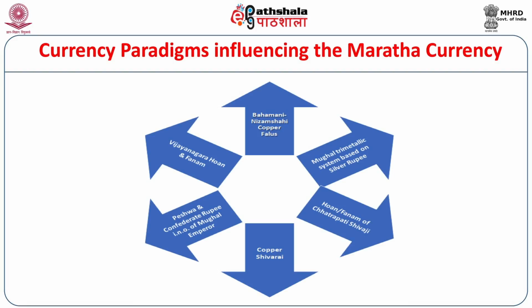Then we have the Huns and the Phanams, which were issued for a very limited period, but they are directly connected to Vijayanagar. And also we find in Huns and Phanams the use of Nagri, again linked to the Vijayanagar Empire. Finally, in the Peshwai period, we find copies of Mughal coins or actual coins of local varieties, minted but having certain mint marks which distinguish them as Maratha rupees.